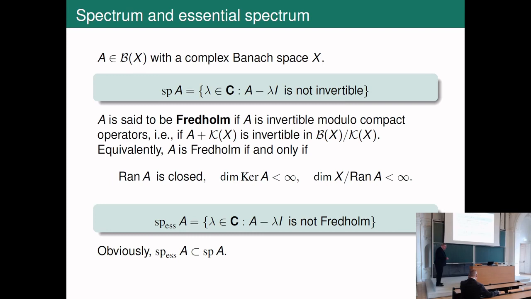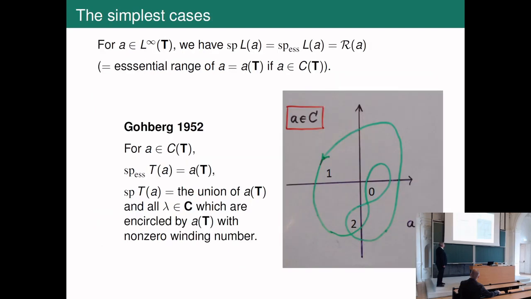The idea behind this is, if we are in an infinite dimensional space, then a 500-dimensional kernel is nothing in comparison to infinitely many dimensions. And the essential spectrum is the set of all lambda such that this operator is not even Fredholm. And obviously, the essential spectrum is always a subset of the spectrum.